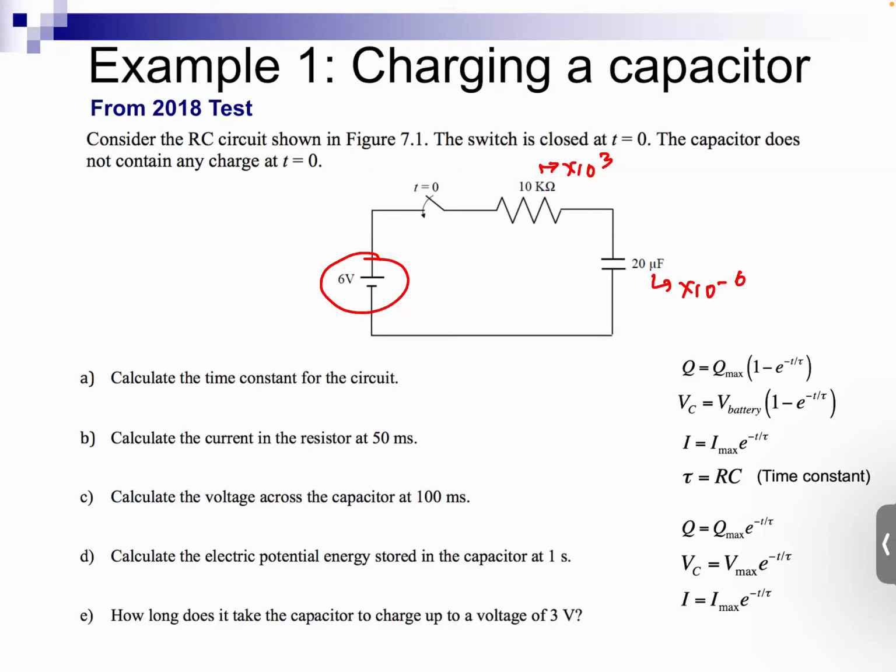Seeing that there's a 6-volt battery, or seeing that there's a voltage source, should give you the clue that it's an RC circuit for charging up the capacitor, right? So if you see a battery there, it's a charging up process, right? So if you have equations here, which equations should you use to solve all the questions here?